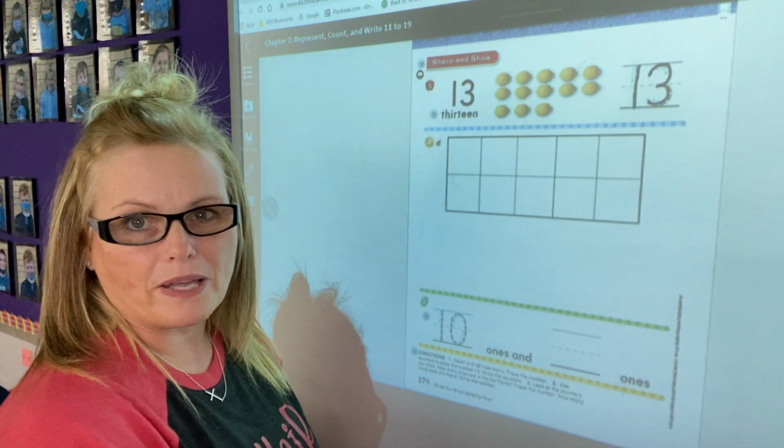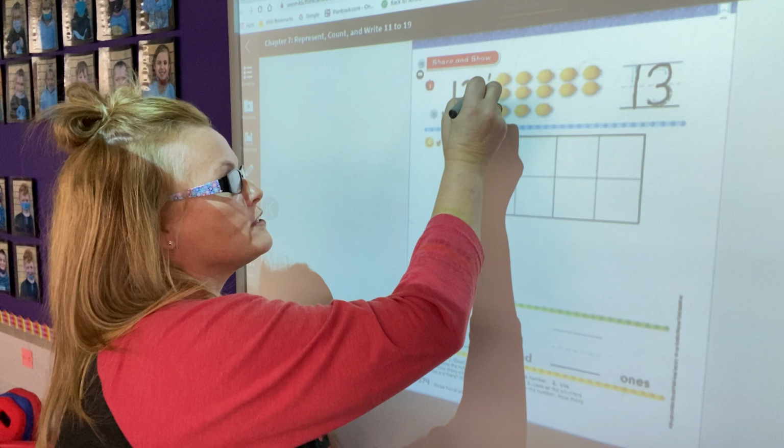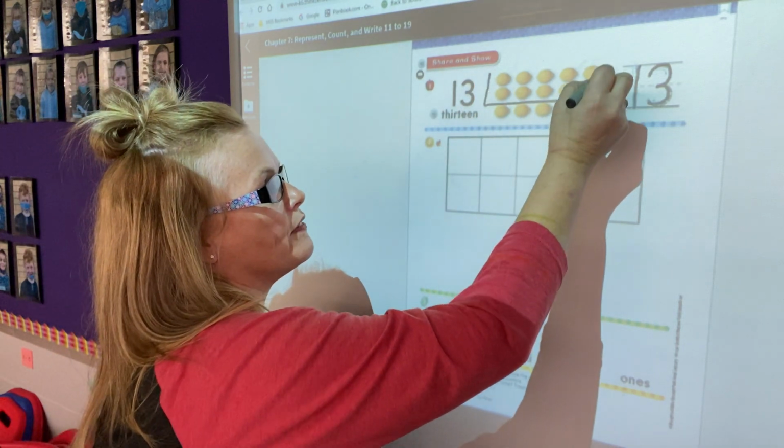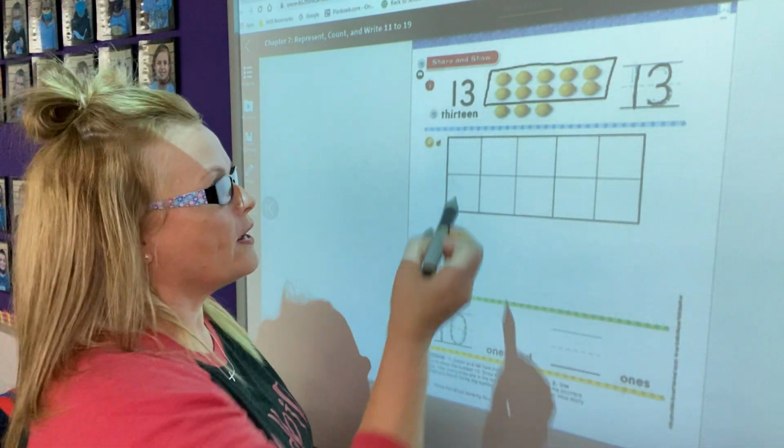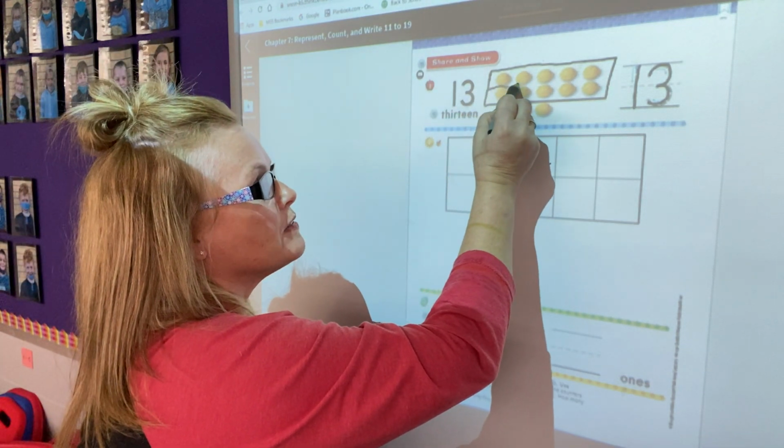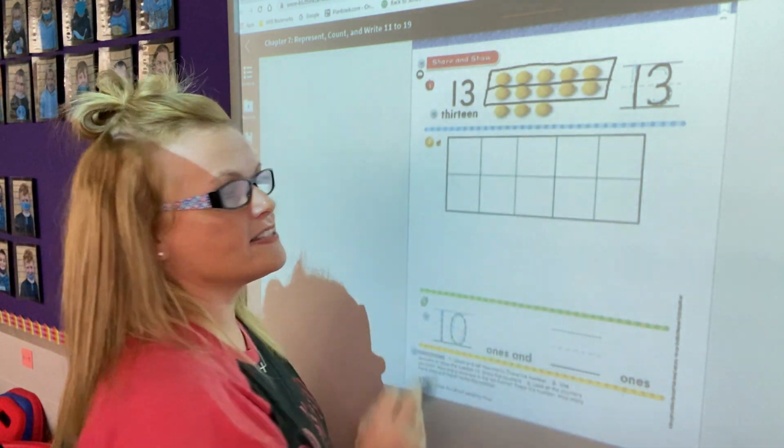Now, if you look at those lemons, they drew them in a way where we can make that 10 frame like we were doing last week. So let's draw that rectangle around the set of 10 and turn it into our own 10 frame. Draw the line down the middle to turn it into 2 French fries.